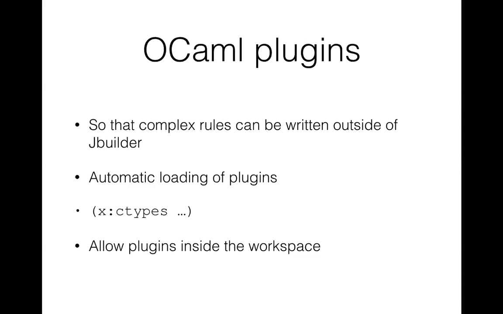The name that you put here will tell Jbuilder where to find the plugin. So typically, for example, you look for a library called ctypes.jbuilder. And then you'll be able to put ctypes.something if you have several things. Essentially, Jbuilder will load this library, and this library will tell it how to interpret this or to generate rules for this thing.